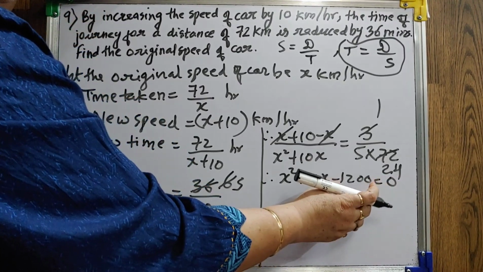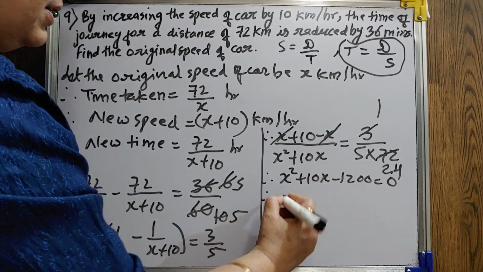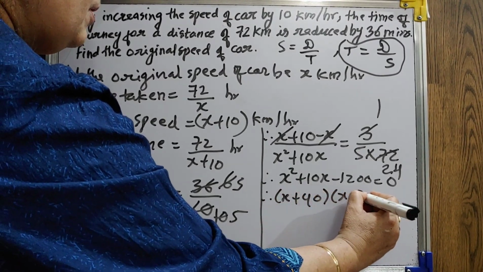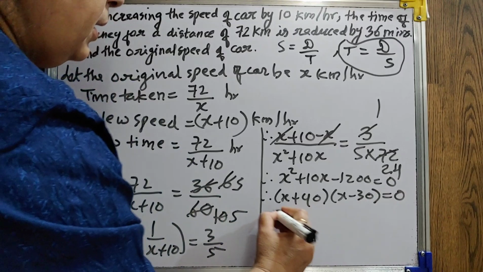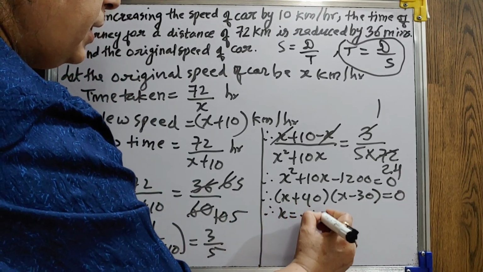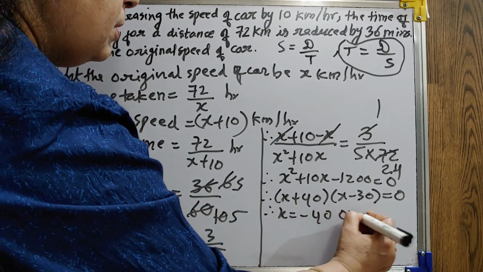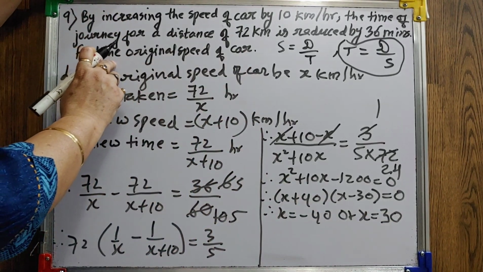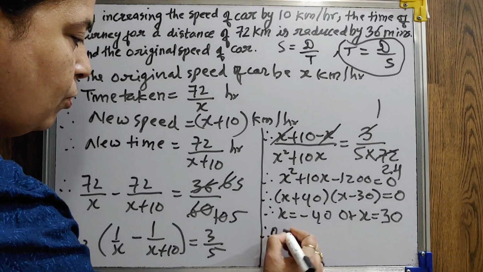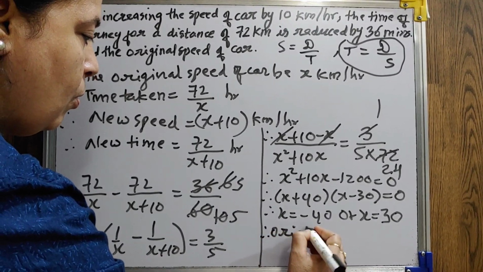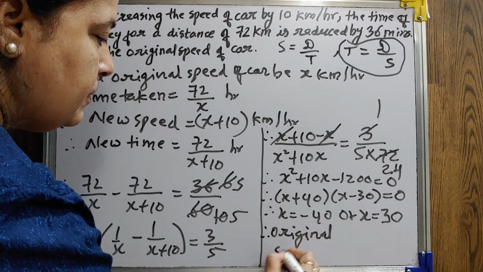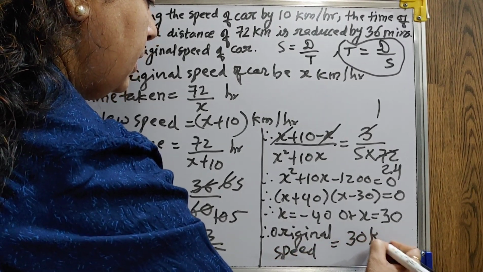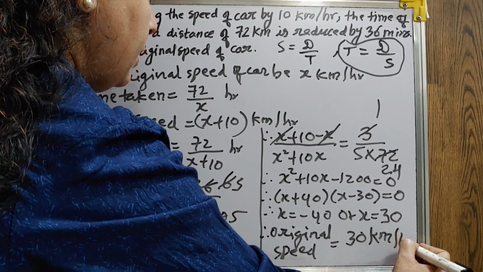Multiplication 1200, difference 10, 40 30s are. So x is minus 40 or 30. Minus 40 is not possible. x is 30. x is our original speed. Therefore, the original speed will be 30 km per hour.